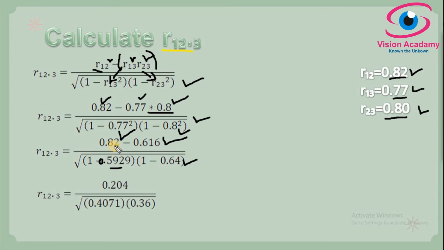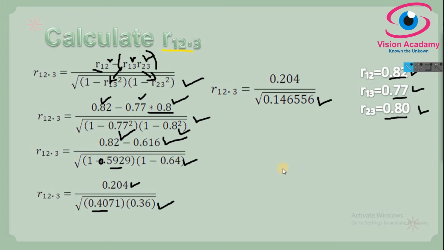So here 0.82 minus 0.616 will be 0.204. Here 1 minus 0.5929 will be 0.4071, and 1 minus 0.64 will be 0.36. In the next simplification, in the denominator 0.4071 into 0.36 will be multiplied. When we multiplied that, we got 0.146556, and now we have to take a root of it.